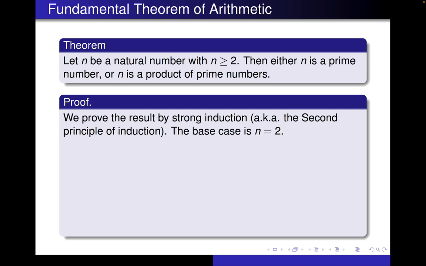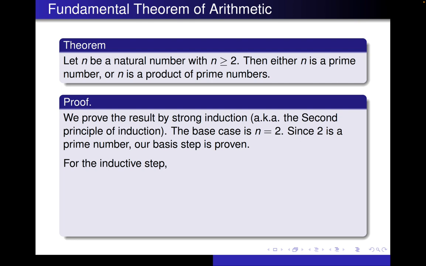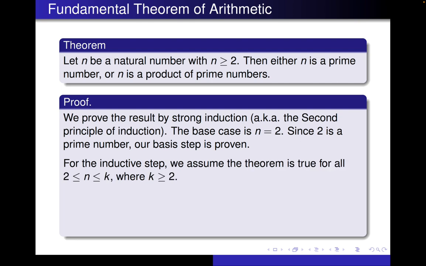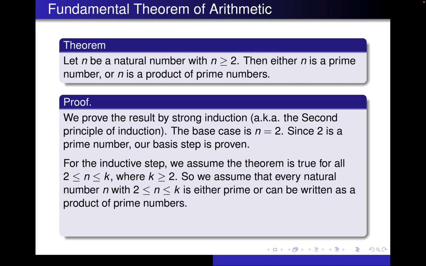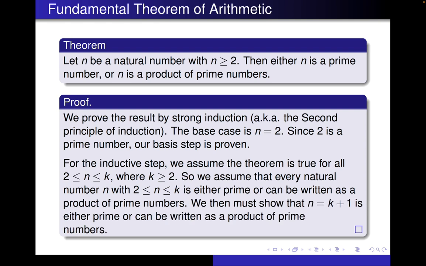That's fine too. So first we're going to do the base case, that is n equals 2. We know that 2 is a prime number, so our basis step is proven. For the inductive step, we have to tell the reader what we're going to assume and what we're going to show. We're going to assume the theorem is true for all n between 2 and k, where k is at least 2. And then what that means is we're going to assume that every natural number n between 2 and k is either prime or can be written as a product of prime numbers.